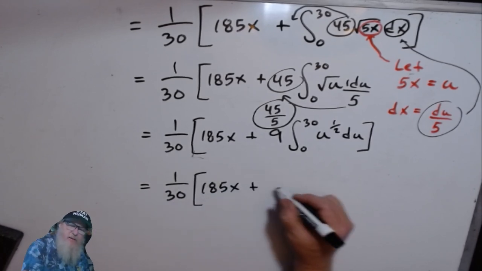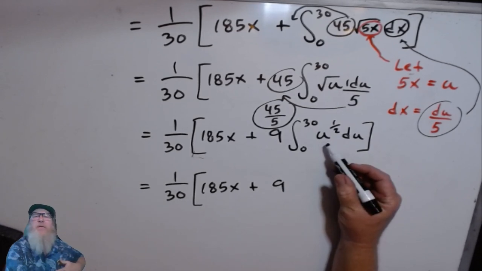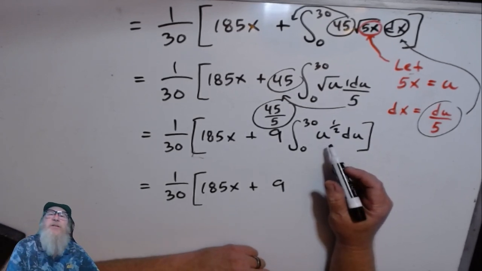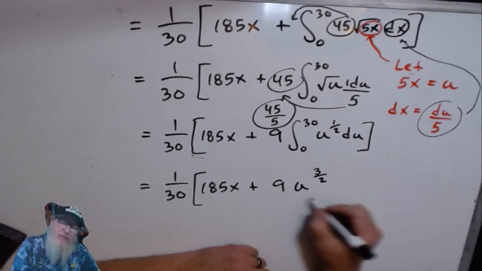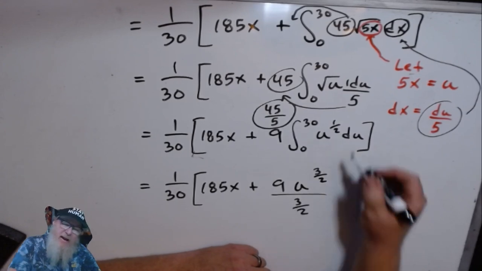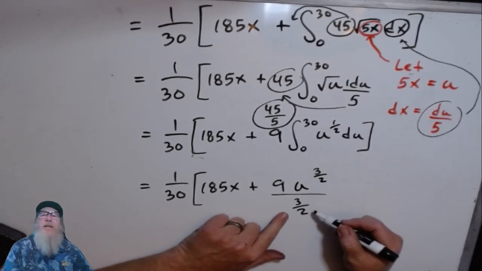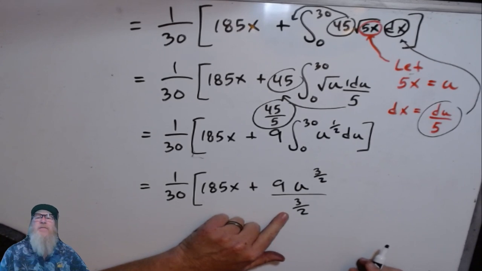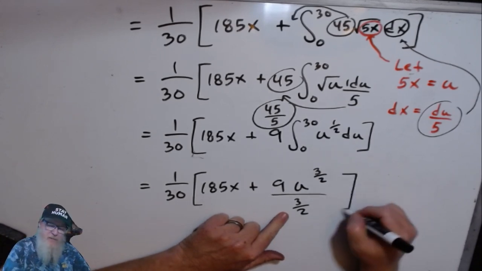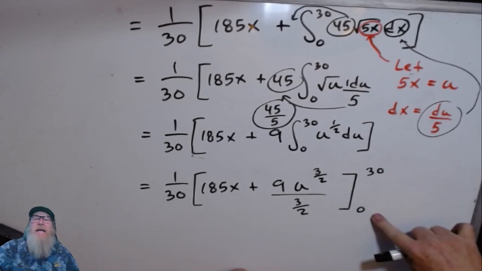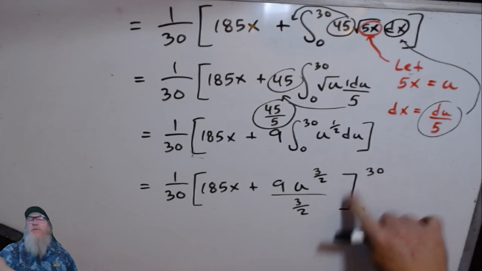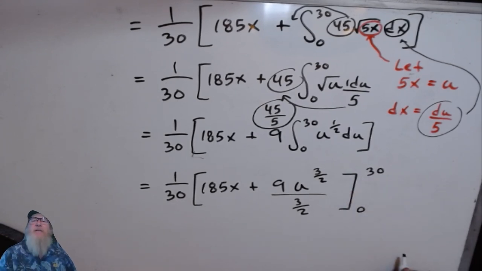(185x) plus 9. Now we have to remember the rules of integration, which is add 1 and then divide by the result. So 3/2. And then here's my reminder. It's really just a reminder that you have to still plug in the boundaries. There are other ways to notate that.